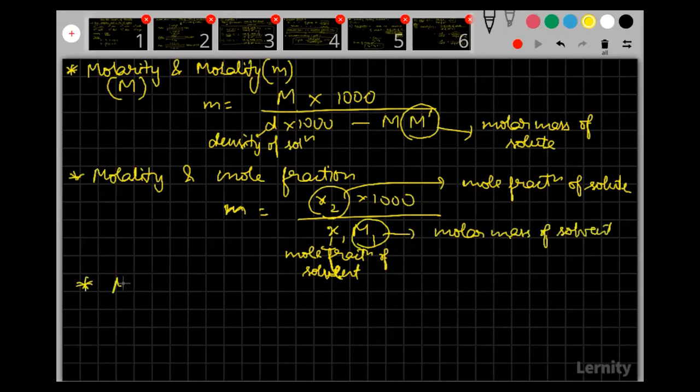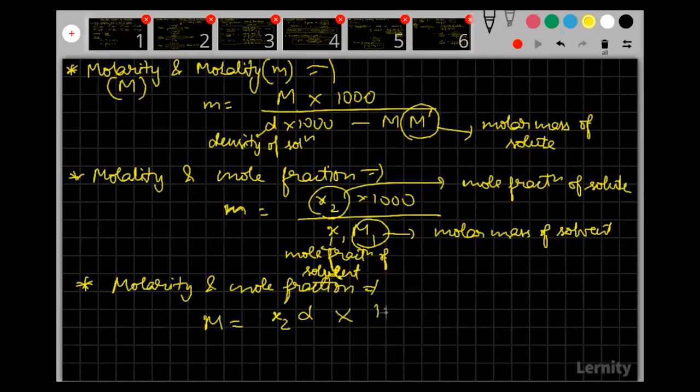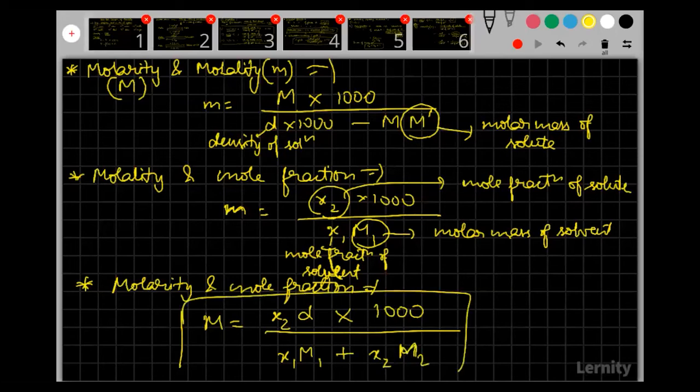And the last relation, that is molarity and mole fraction. With this, we'll be done with the list of formulas. So here it's capital M, which equals x2 into density into 1000 divided by x1 M1 plus x2 M2. All the terms are already explained. Here M is molarity, x2 is the mole fraction of solute, d is the density of solution, x1 is the mole fraction of solvent, M1 is the molar mass of solvent, and M2 is the molar mass of the solute.